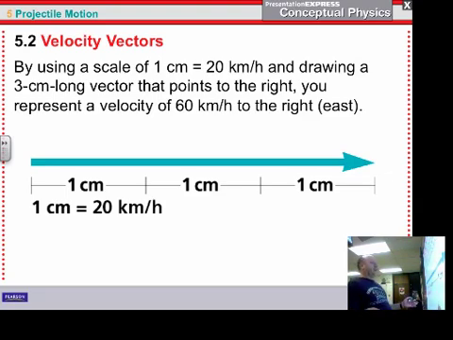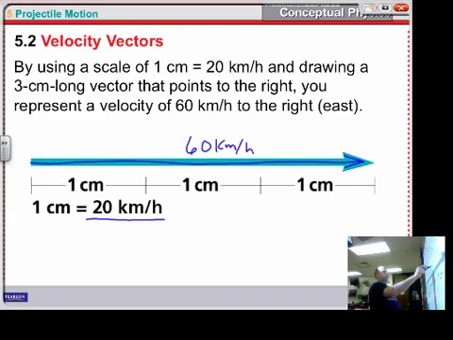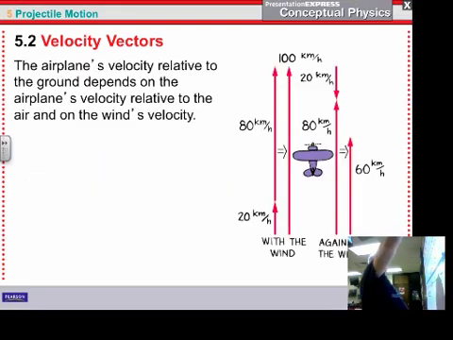Let's say, for instance, that we've got this vector right here. And we're going to use 3 centimeters, and every centimeter is going to be 20 kilometers per hour. So this vector represents 60 kilometers per hour, and it has a direction. In this case, we'll call it east. So that's what that vector represents.